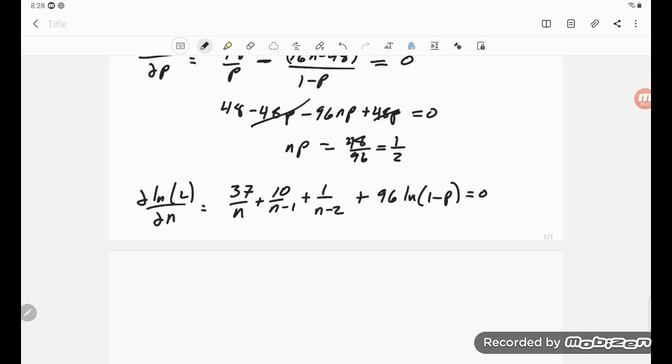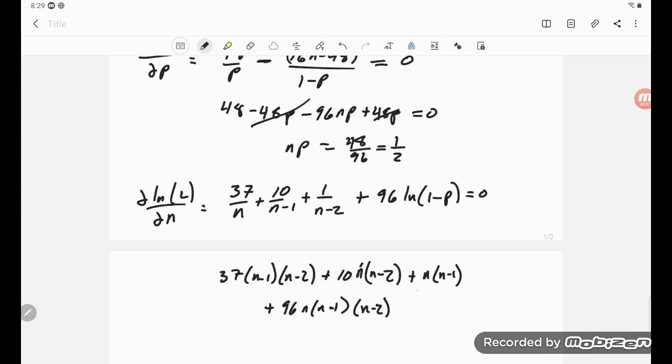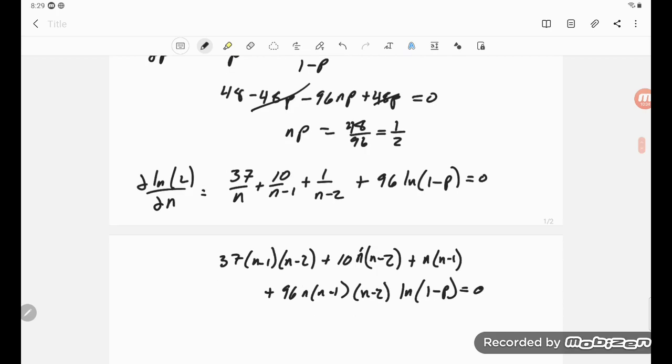And again, multiplying through by all the stuff in the denominators, what we have is that 37 times n minus 1 times n minus 2 plus 10n times n minus 2 plus n times n minus 1, and then plus 96n times n minus 1 times n minus 2 times natural log of 1 minus p is equal to 0.